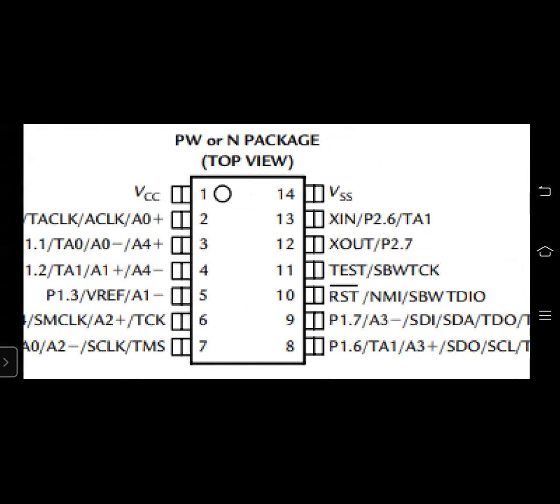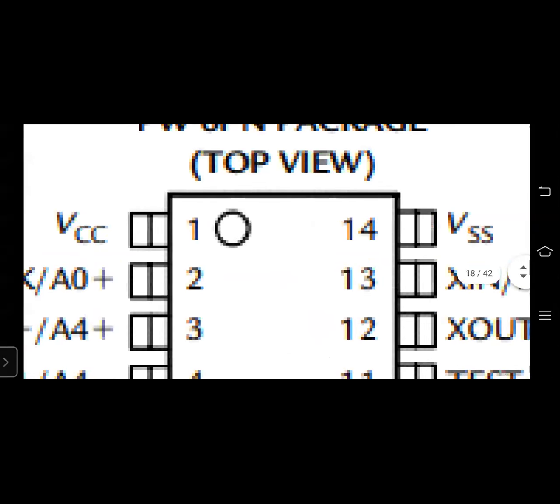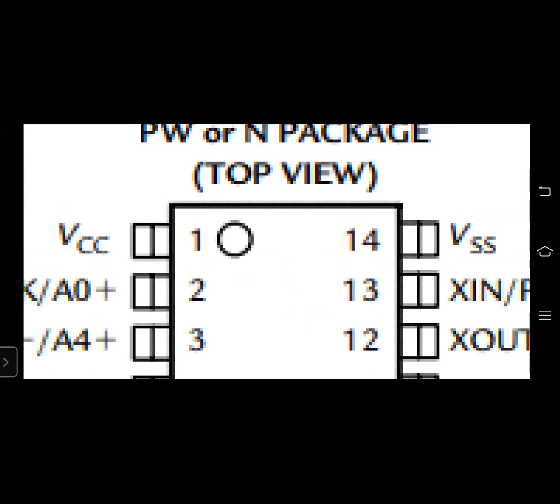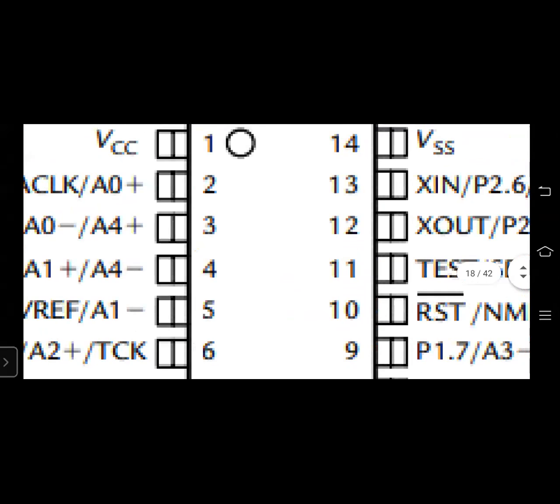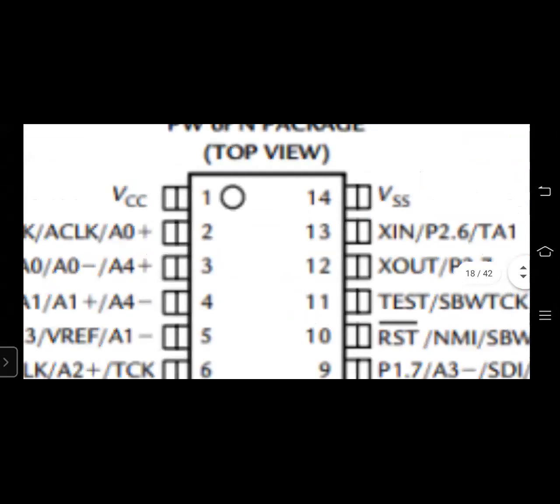There are some microcontrollers which are 14 pin ICs. There are some microcontrollers which are 20 pin ICs. Some microcontrollers are 40 pin ICs. So MSP430 has 14 pins, 7 on the left side, 7 on the right side. So this is the top view. Here you will find a curve, and from the left side of the curve, pin number 1, 2, 3, 4, 5, 6, 7 and then 8, 9, 10, 11, 12, 13, 14.